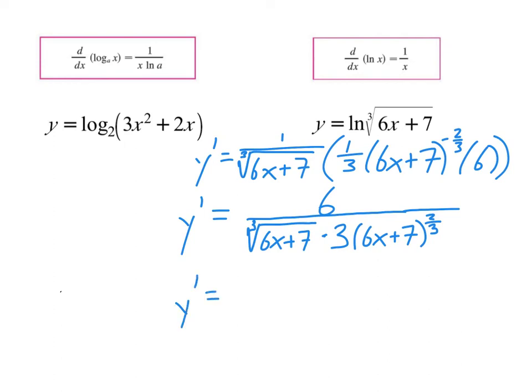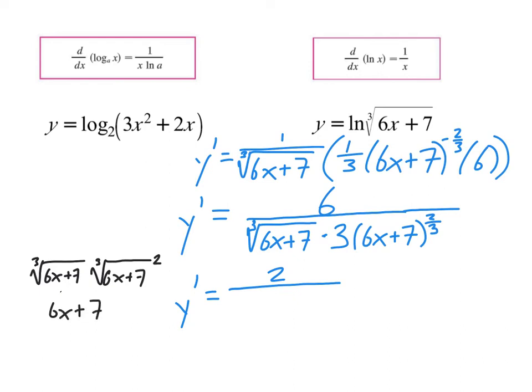So we get y prime equals. Notice the 6 on top and the 3 on bottom. I can actually reduce those down so it's actually just a 2 on the top. And then on the bottom, notice I have the cube root of 6x plus 7 times 6x plus 7 to the 2/3. Now the 2/3 means that it is the cube root of 6x plus 7 squared. But notice they're both cube roots. I can put them together and it ends up being 6x plus 7 cubed and cube root, which means it all just equals 6x plus 7. So the whole thing actually works out to just be 2 over 6x plus 7.